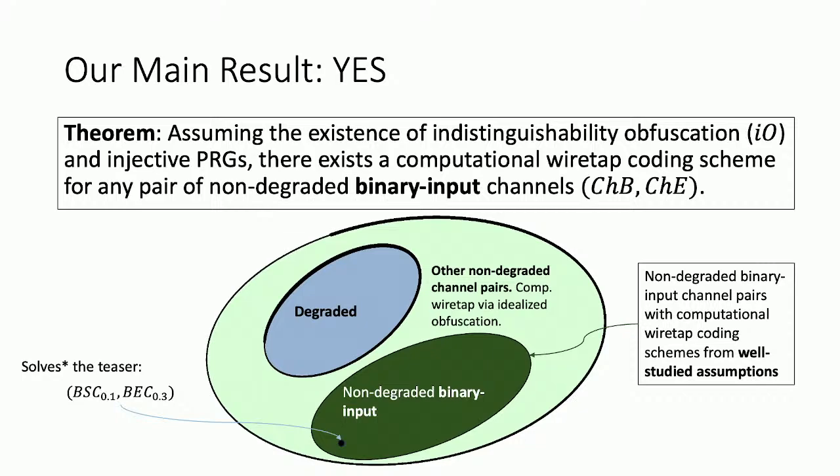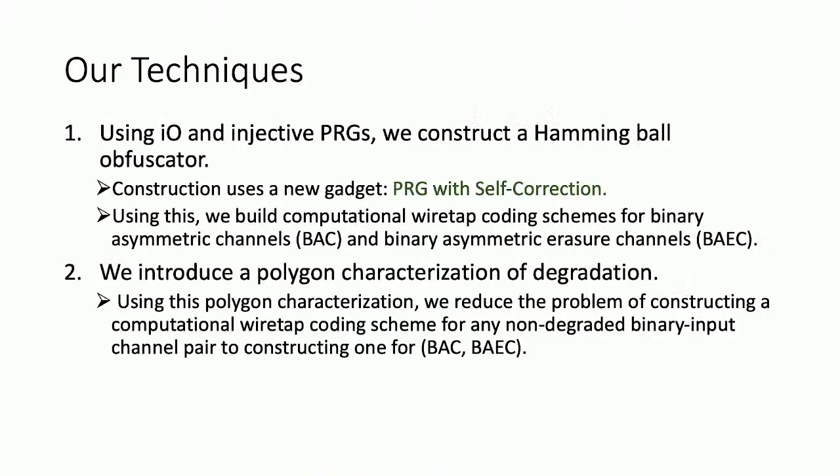In this work, we show yes: assuming the existence of indistinguishability obfuscation and injective PRGs, there exists a computational wiretap coding scheme for any pair of non-degraded binary input channels. So the input alphabet for both channels is 0, 1. And this solves, again with the asterisk, meaning that we have a randomized encoding rather than a deterministic coding, the teaser problem.